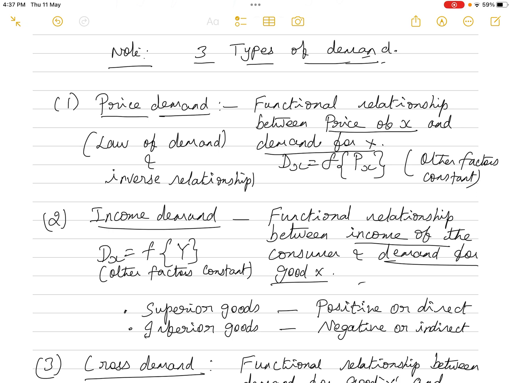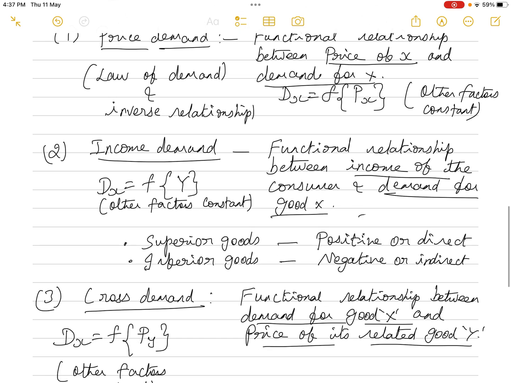is a function of P of X, other factors remaining constant, that is, the prices of related commodities like substitutes and complements, the income of the consumer, and the taste and preferences of the consumer, all those things remaining constant. The demand for commodity X is only a function of the price of commodity X. So price demand is explained through the law of demand. If you remember the law of demand, it has an inverse relationship, that is, if the price of commodity X increases, the demand for commodity X will decrease and vice versa. That is the first type of demand.